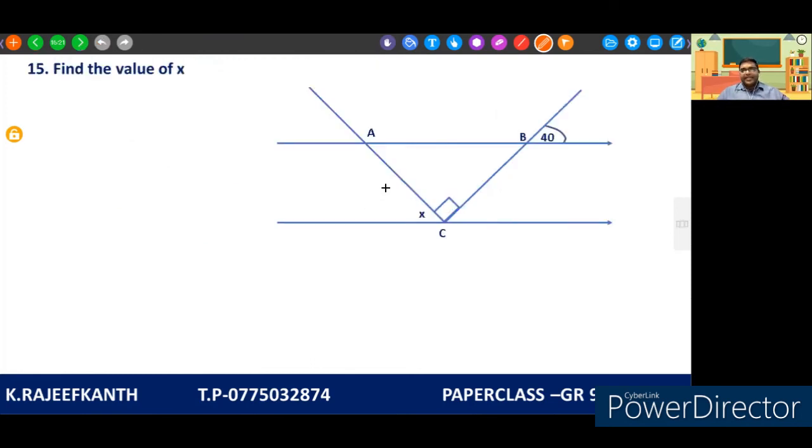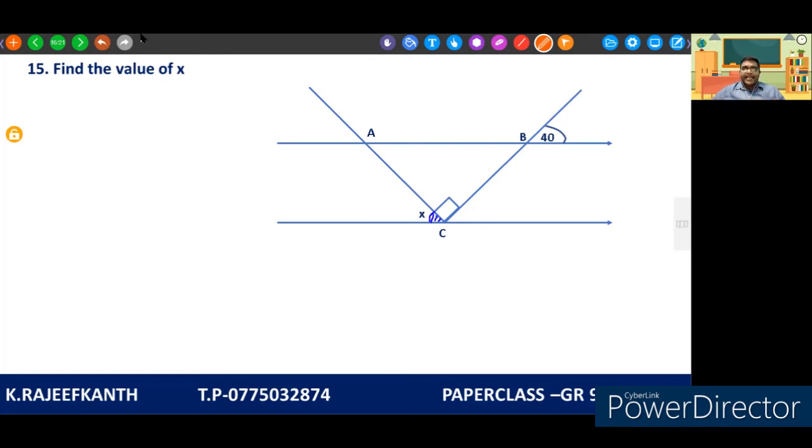Question number 15. Here we have to find the value of x. So this is x. Here they have given some data. These two lines are parallel. So when two lines are parallel and a transversal is intersecting, we can say that corresponding angles are equal, alternate angles are equal, and the sum of allied angles is equal to 180, right? So here we can apply that conclusion to find the value of x.